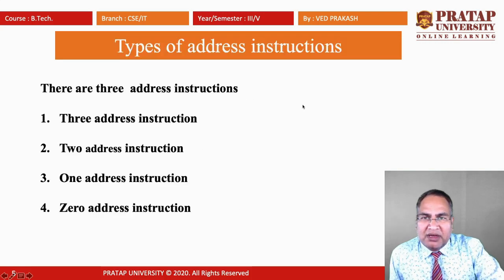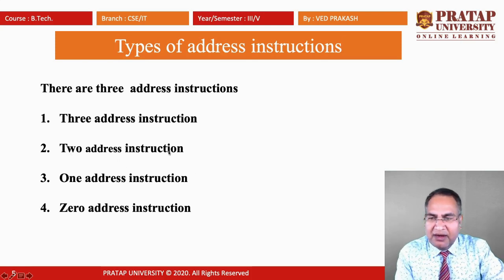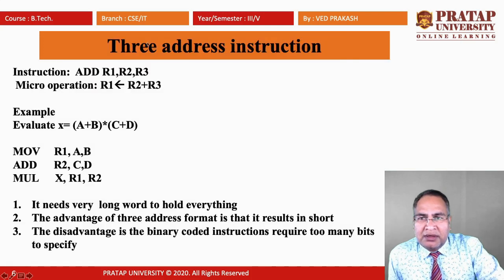Now, there are basically three types of address instructions. First one, three address instruction. Second one, two address instruction. And third one is one address instruction. And last and final is zero address instruction. Now, what is the three address instruction?